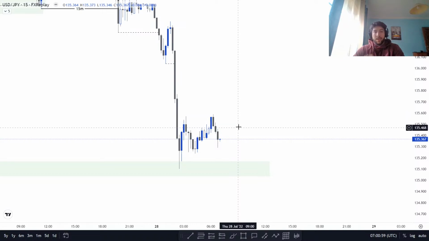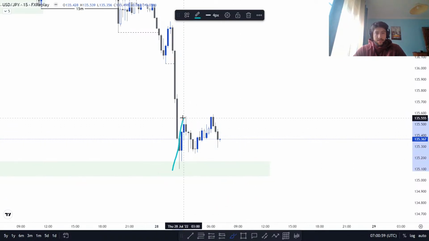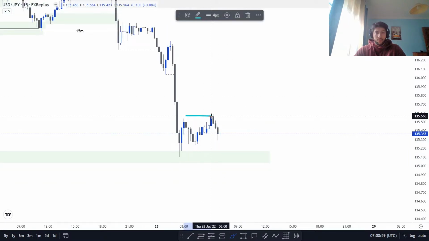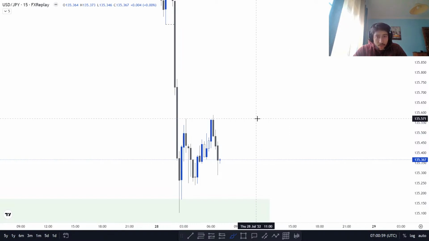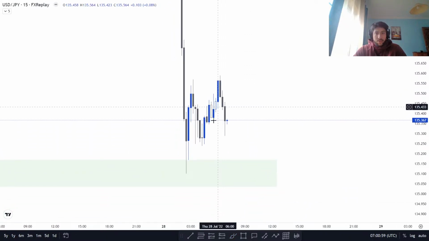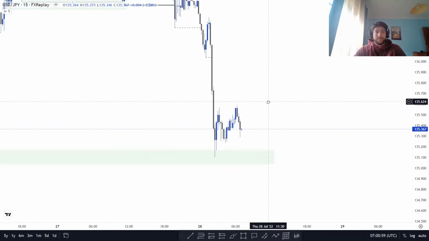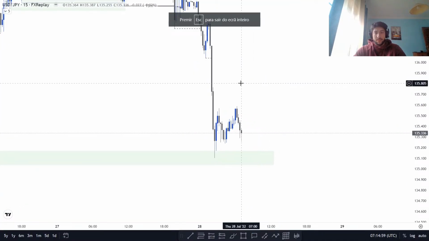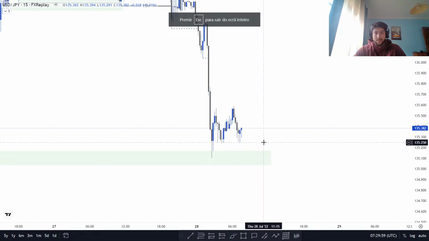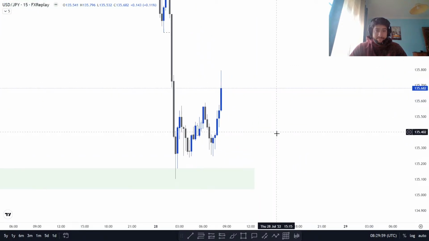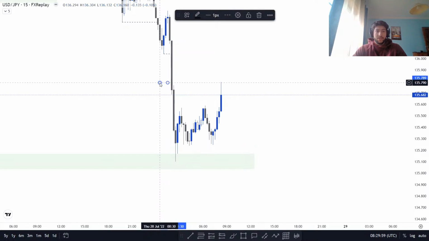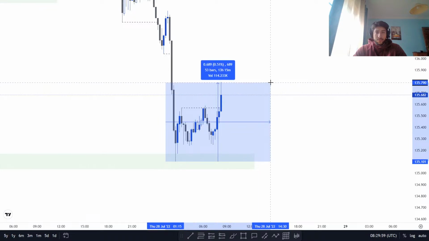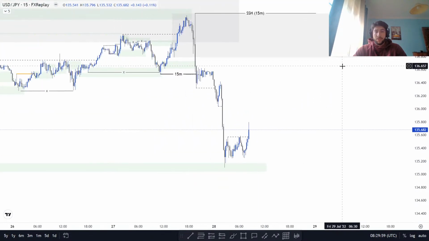Right? So now we have this push, pullback, push, but we just have a weak break. So I need a candle body close. So now we don't have anything here in my opinion. Let's wait for some. Okay, so I will use some discretion here. I will put this as my internal to follow this move. So the internal is now bullish.